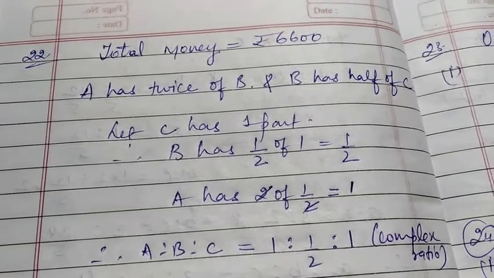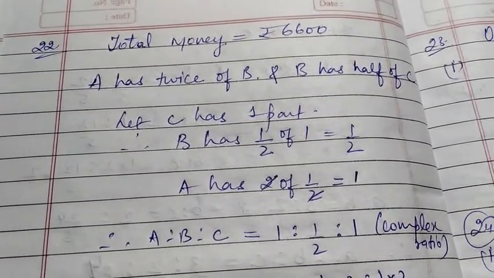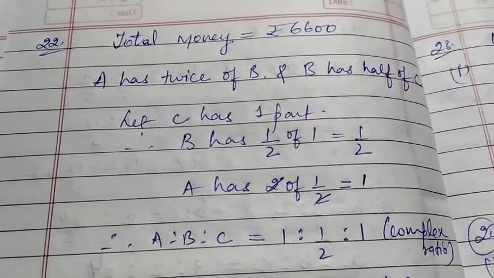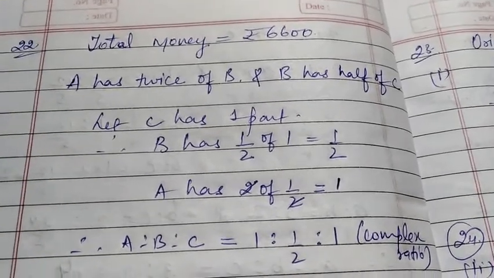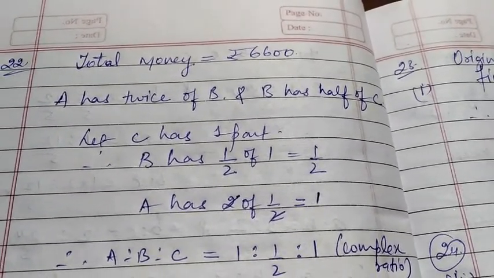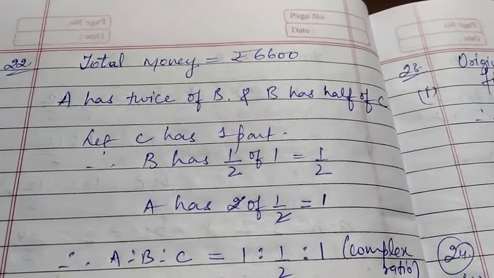But in this question the ratio is not given, but they have given one condition, one statement. On that basis you have to form the ratio. What is the statement given? That A has twice of B and B has half of C. A के पास B का दुगना है और B के पास C का हाफ है.